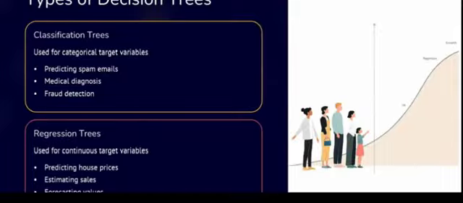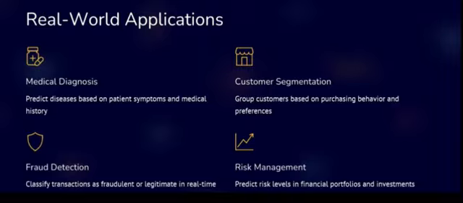And a regression tree is used for continuous target variables. For example, predicting house price based on features like size and location, estimating the sales of the house, and forecasting future values. The general real world applications for decision tree are medical diagnosis, customer segmentation, fraud detection, and risk management.